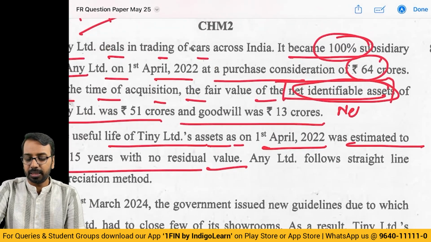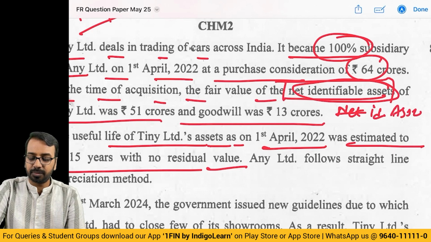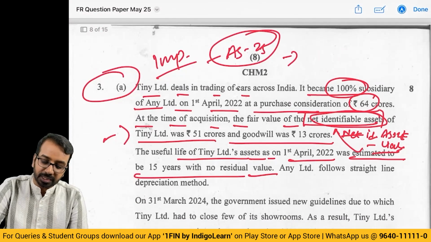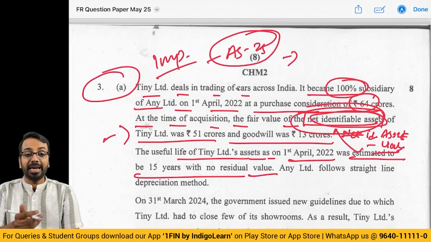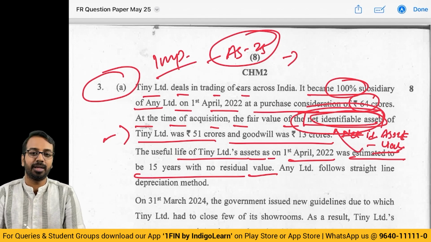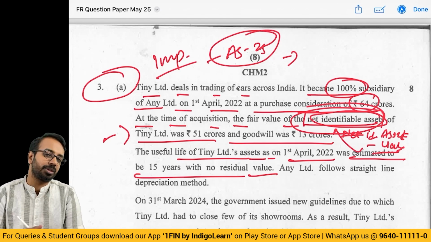This is your identifiable asset minus liability, that gives you net identifiable asset. I cannot depreciate this net identifiable asset. I need the breakup. How much is asset? How much is liability? That breakup is not given. If that breakup is not given, how will I compute the depreciation?